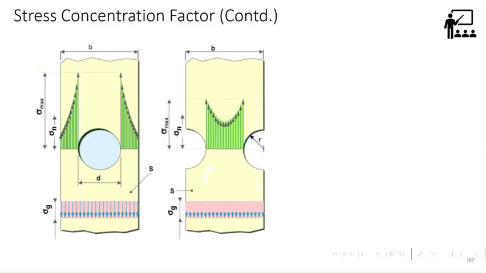Now there are two types of KT. One is called the gross stress concentration factor, another the net stress concentration factor, depending on what stress you are taking, whether the gross stress or the net stress.